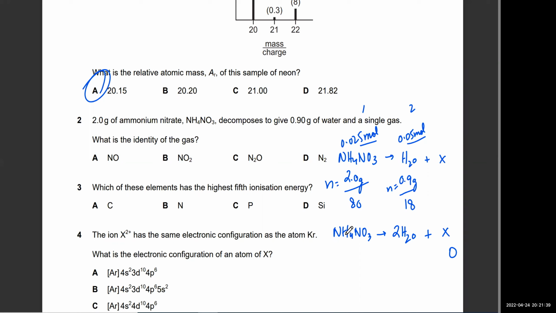2 water molecules have 4 hydrogens, so 4 hydrogens are gone. So what am I left with? I'm left with 2 Ns. So the formula of whatever X is, that's going to be N2O. Okay. So that is going to be N2O. Is that clear?